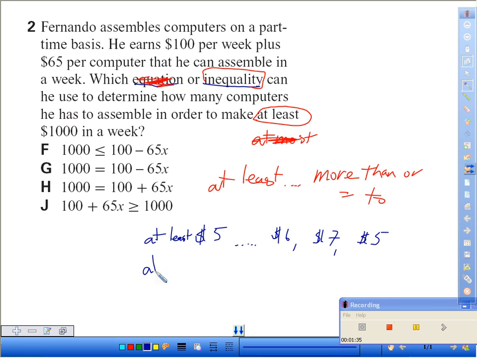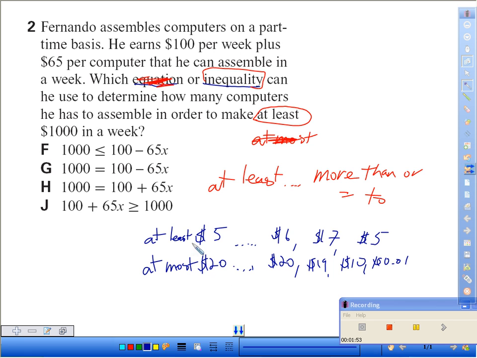Now if I said at most $20, that means that's the very most I have. So the most I could have is 20. I could not have 21. I could have $19. I could have $10. I could have a penny. Because the very most I would have is 20.